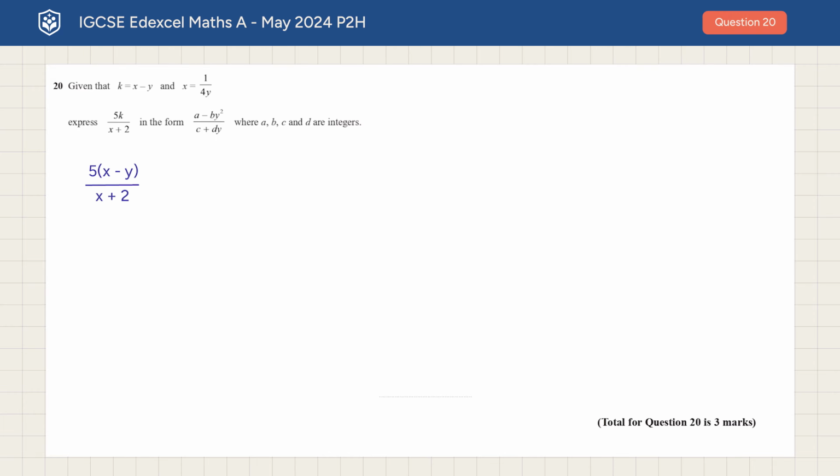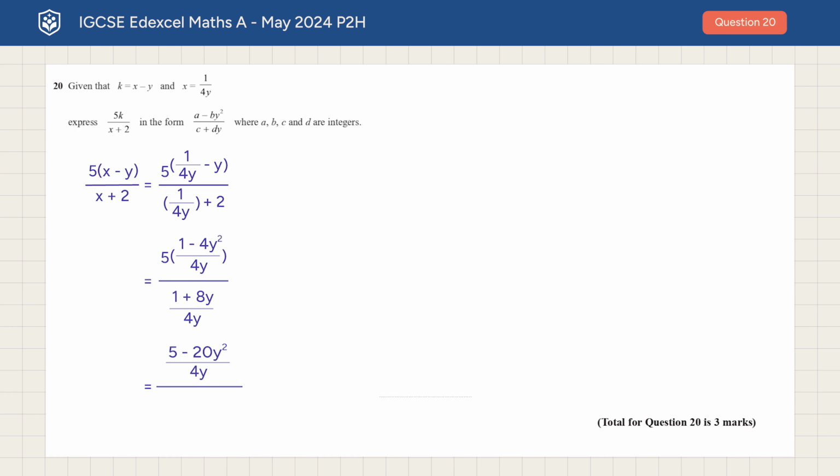Now the expression looks a bit more complex. We have 5 times the quantity 1 over 4y minus y, all divided by 1 over 4y plus 2. To simplify this fraction within a fraction, we need a common denominator of 4y for both the top and the bottom. In the numerator, 1 over 4y minus y becomes 1 minus 4y squared over 4y. In the denominator, 1 over 4y plus 2 becomes 1 plus 8y over 4y. Now, our main fraction is 5 times 1 minus 4y squared over 4y, all divided by 1 plus 8y over 4y. Because we have 4y as the denominator for both the top and the bottom, they simply cancel each other out.